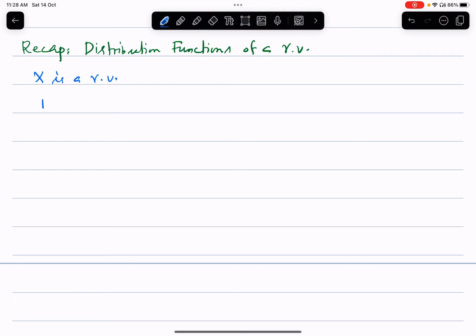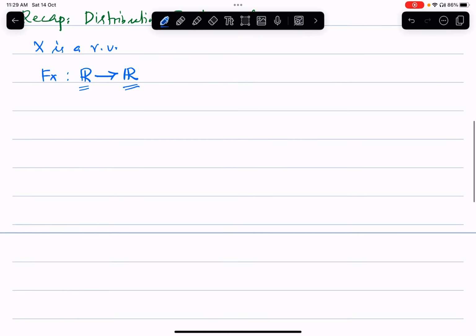Then the distribution function of X is a function from R to R, right? So if it's a single random variable, it is in R, and the distribution function is a function which is defined from R to R, which has the domain as R and the codomain is also R.